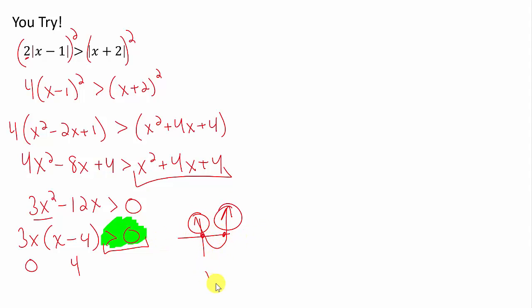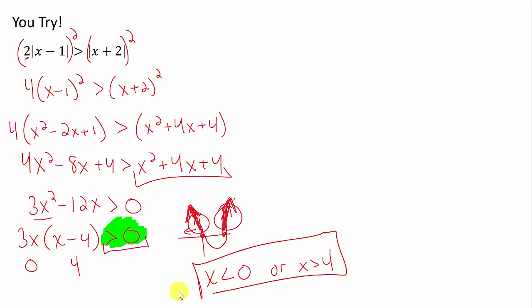So that is when x is less than 0. You can see this part of my graph. I'm sorry, not to the right, to the left. You can see that this part of my graph is to the left of 0. And that this part of my graph, when it keeps going, is going to be to the right of 4. So, or x is greater than 4. So you have to give it to me in this form. You can't just give me 0 and 4. Okay? All right, I will see you in class.